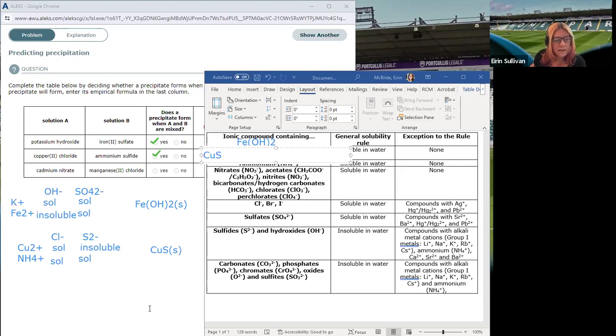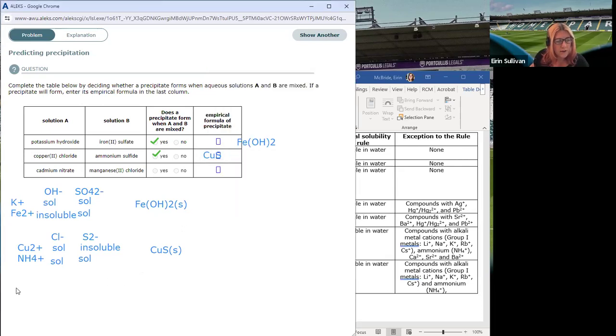All right, the last thing we're asked about is cadmium nitrate and manganese 2 chloride. So cadmium, Cd2 plus, and manganese 2, Mn2 plus. And then what are our anions? Nitrate and chloride. Let's look at cadmium nitrate. We know that's soluble. It's in the question. Manganese 2 chloride, we know that's soluble. It's in the question. Look at our solubility table.